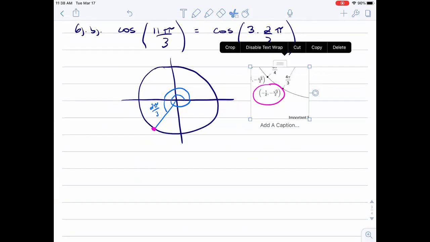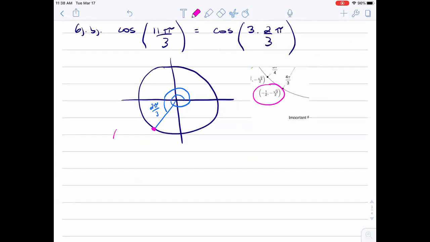But how would you know it wasn't in the next quadrant over? Like this one here? Because we decided that 11 over 3 is 1, 2, 3. So that puts you there. And then in order to get into this quadrant, 2/3 pi.